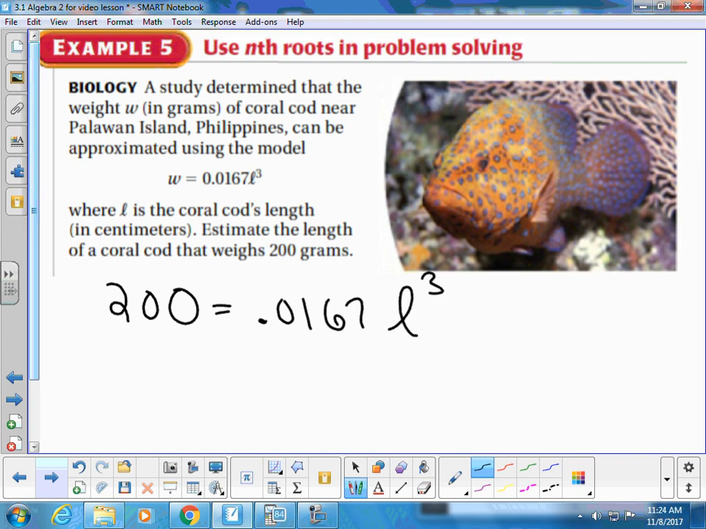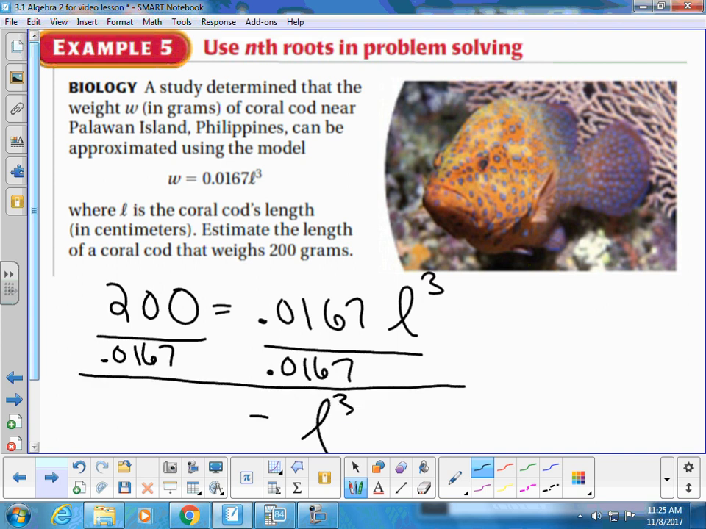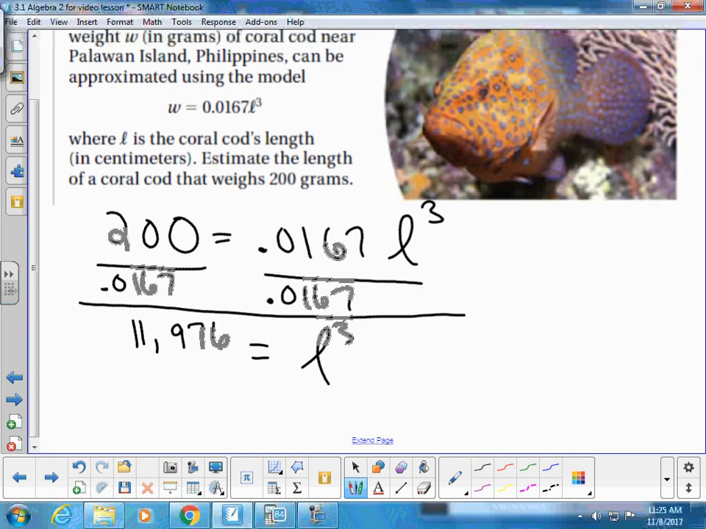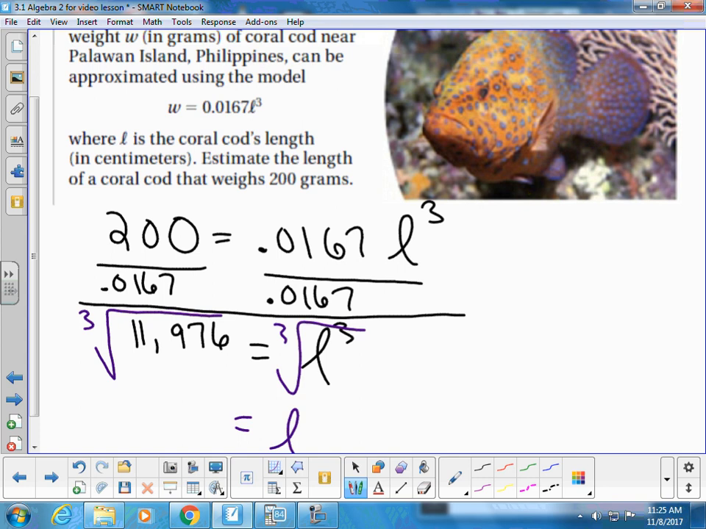What do you think the first step is going to be to solve for L? What number should I move first? If you said divide both sides by 0.0167, you are correct. So divide both sides by 0.0167. I'll give you a second to type that in your calculator. It should give you 11,976. And that's going to make our last step be cube rooting. Now, a cube root is an odd root, so we only will have one solution. So go ahead and cube root that number.